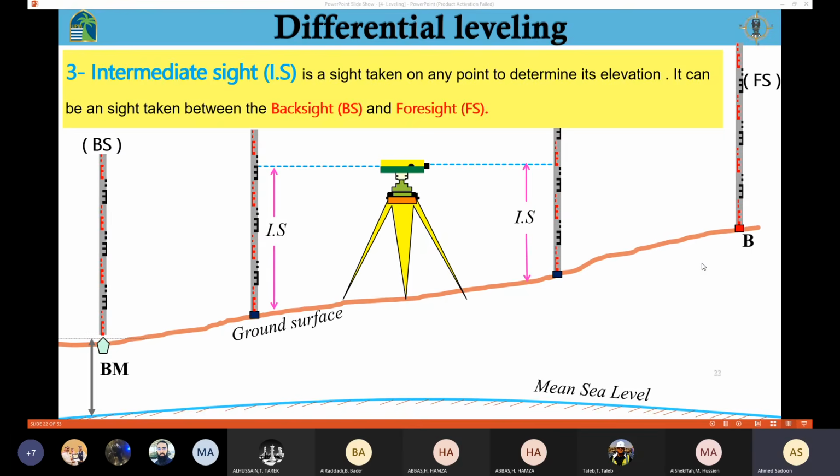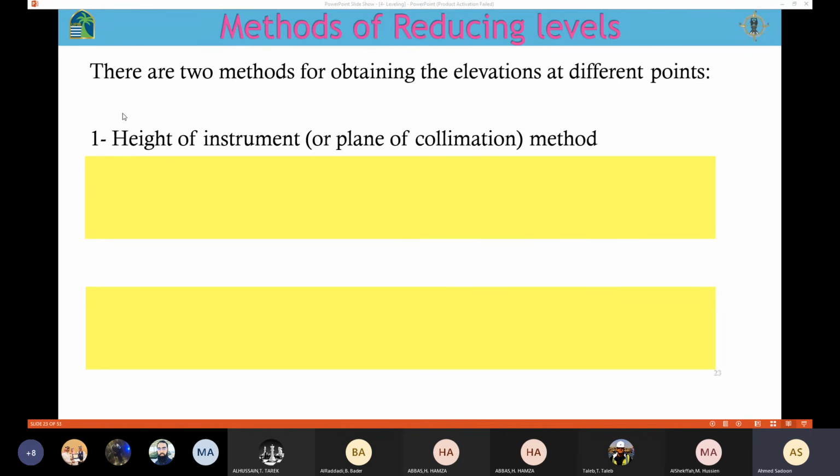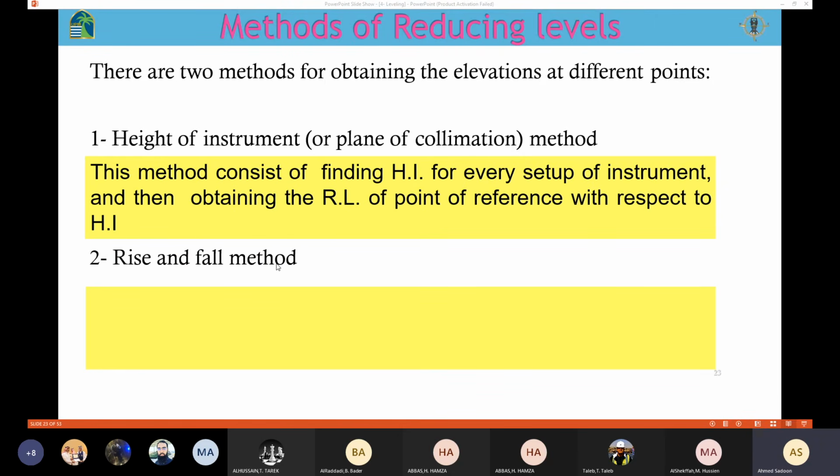So now, in order to do the leveling, I'm going to use these three sights, okay? But we have two methods in order to determine the elevation of an unknown point. Now the task is to know the elevation of this point here. In order to do that, I have two methods for obtaining the elevation of a point. First, we have the height of instrument, or sometimes we call it the plane of collimation method. And also we have the rise and fall method. In today's lecture, we are going to introduce to you the height of instrument method.